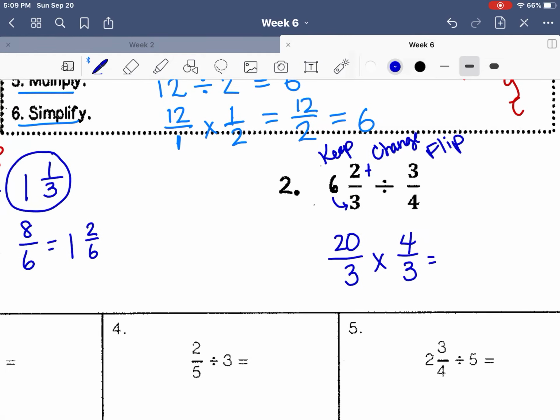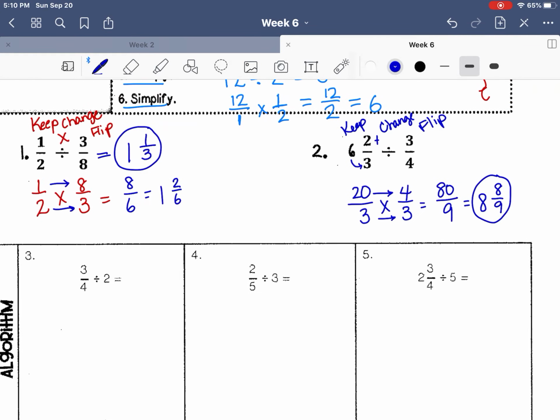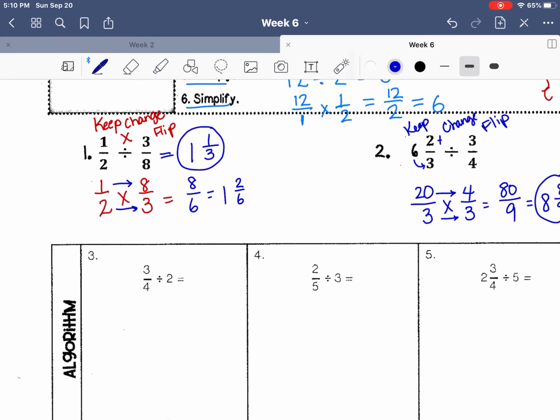And I'm going to multiply just like I learned to multiply fractions. Numerator times numerator, denominator times denominator. 20 times 4 is 80. 3 times 3 is 9. That's improper. I have to simplify that back down. 9 will go into 80 eight times, because 8 times 9 is 72. 80 minus 72 is 8, so that's 8 and 8/9. Your answer should always be in fraction form when you're working with fractions. Don't give me a decimal answer when you're working with fractions. I will count it wrong. Okay, 8/9 is going to be a repeating decimal, and so is 1/3.